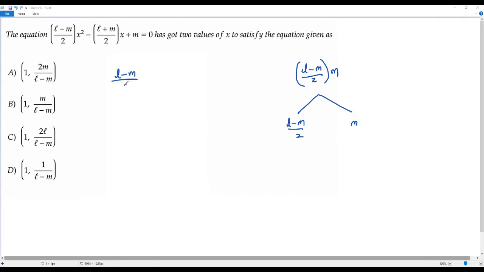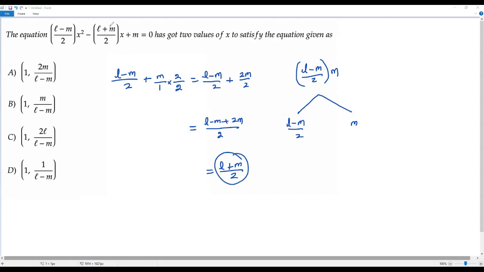That is (L − m/2) + m. Let me consider this m as a fraction by taking denominator 1. Now to add these two fractions, we need the same denominator for both. Let me multiply both numerator and denominator of this fraction by 2. Then I'm getting (L − m)/2 + 2m/2. Now we have the same denominator 2 for both fractions, so we take 2 as a common denominator. Then we add the numerators: L − m + 2m. Combining negative m and positive 2m, I am getting positive m, divided by 2. When I add these two factors, I am getting (L + m)/2.